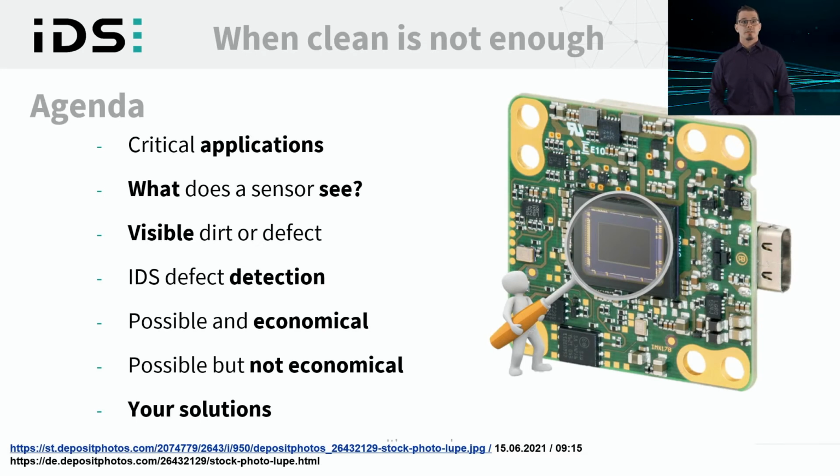The agenda for today: What are the critical applications where no defect is allowed? Also, what does a sensor see? What is visible dirt or defect? What are the typical errors? How can IDS find the error, the IDS defect detection? What's possible and worth the money? What's technically possible, but at what cost? And, for your benefit, the solution proposal, the way to your clean camera.